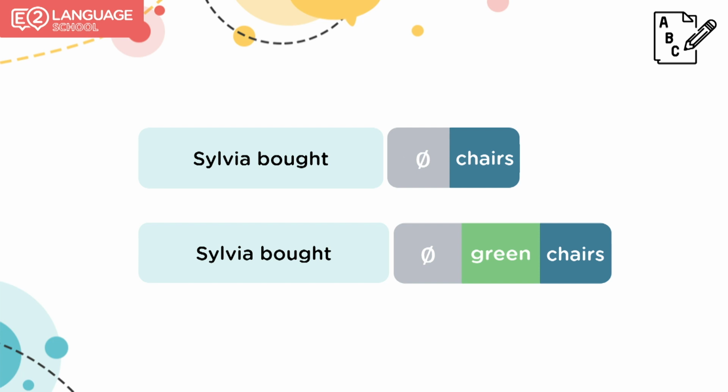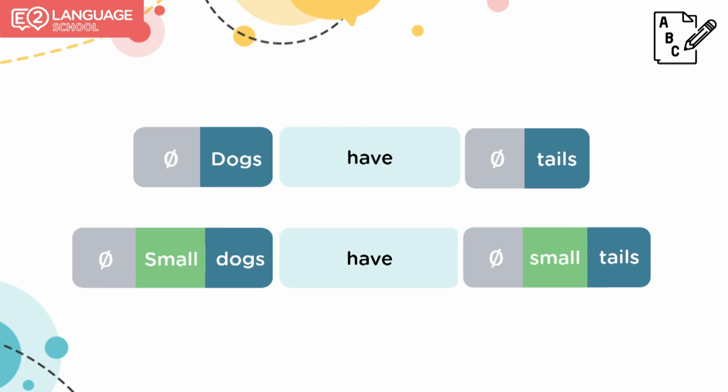With the zero article, we delete the article. So it's Sylvia bought chairs. Subject, Sylvia, bought, the verb, and then directly to the object, chairs. The next sentence is subject, verb, adjective, object. Sylvia bought green chairs. Here are some more sentences. And we can see that the article is deleted in these sentences. So, dogs have tails, small dogs have small tails.